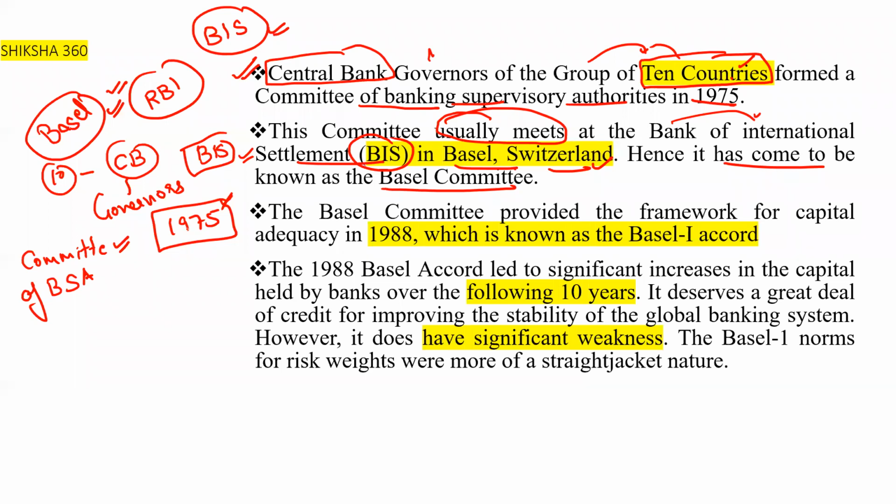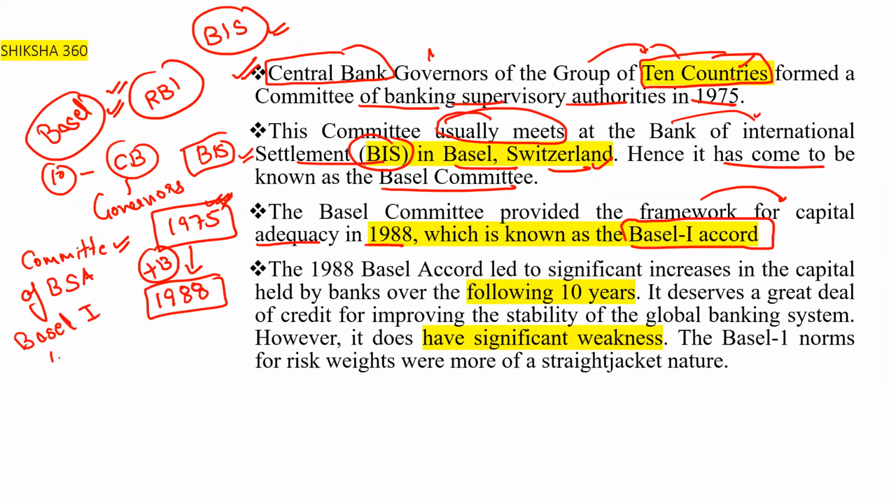Next, this committee was initially formed in 1975. After 13 years, the Basel Committee provided the framework for capital adequacy in 1988, which is known as the Basel I Accord. The first Basel Accord came in 1988, and that is known as the Basel I Accord.